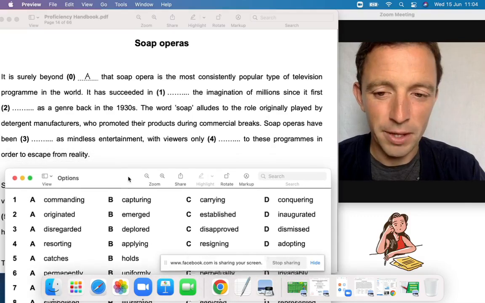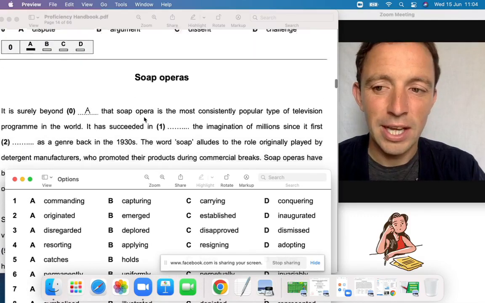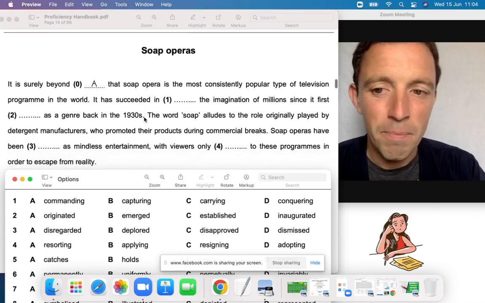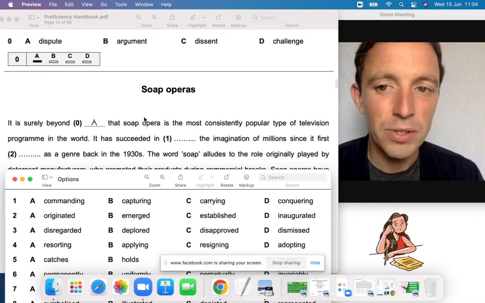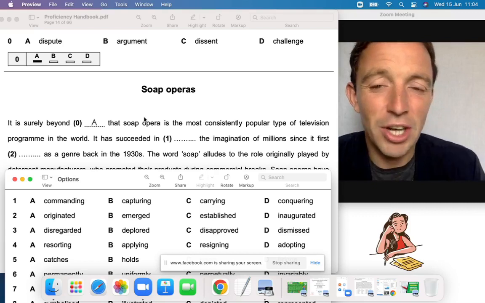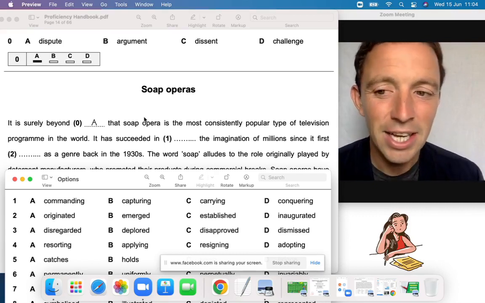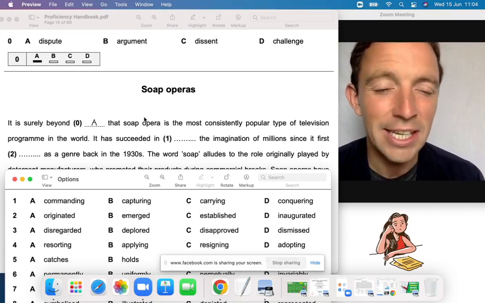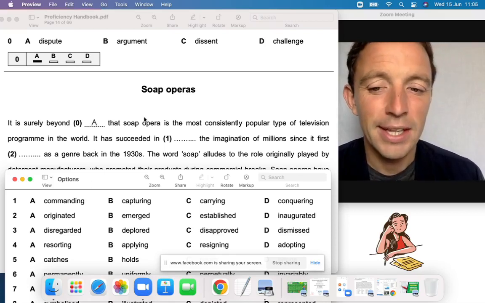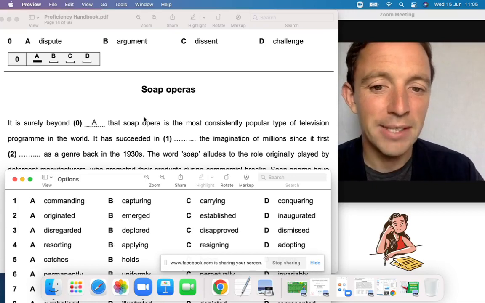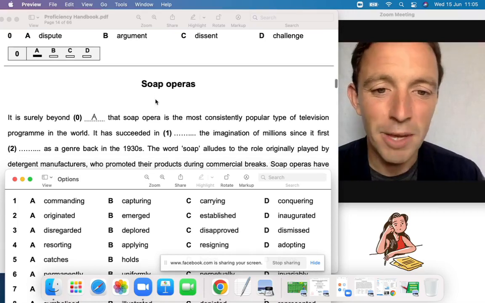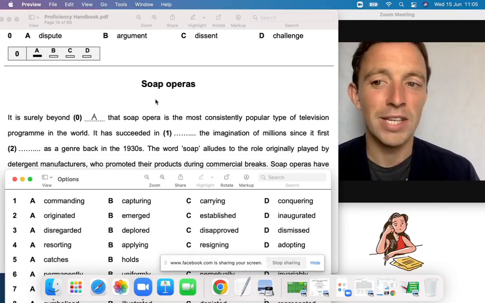Okay, so the first paragraph was, it is surely beyond dispute, beyond argument, beyond dissent, beyond challenge. Obviously the first answer is A. So it is surely, it is certainly, it is obviously beyond dispute, beyond doubt, that soap opera is the most consistently popular type of television program in the world.